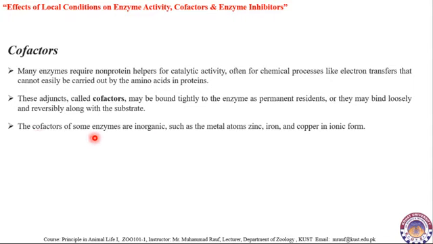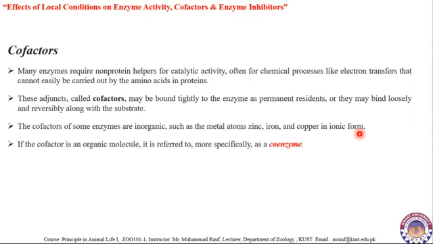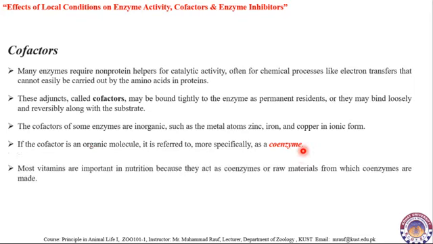The cofactors of some enzymes are inorganic, such as the metal ions, metal atoms, zinc, iron, and copper in ionic form. Now, if the cofactor is an organic molecule, then this cofactor is referred to as coenzyme.